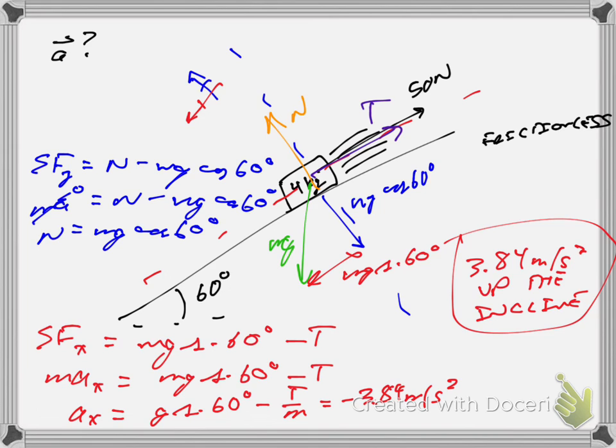Whatever you do, though, don't say negative 3.84 meters per second squared up the incline. Negative up would be down. The best answer is to use the words. Don't use the positive directions because we made up the positive directions. So the best answer is 3.84 meters per second squared up the incline. But just be careful. If you're going to use a negative, don't use a negative and a direction that will end up canceling each other and give the exact opposite answer of what you meant to.